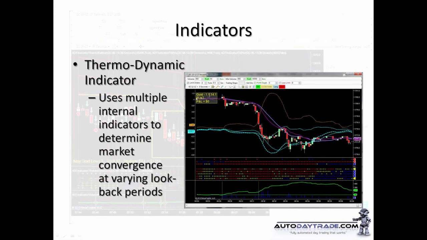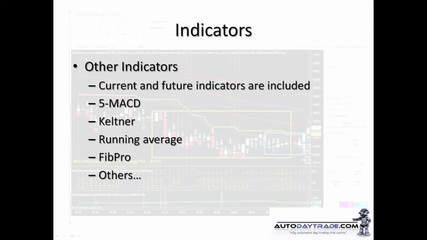Okay, this is our thermodynamic indicator. We call it that because it looks like a natural gas flame building and cycling between hot and cold, which are actually the long and short predictors. It's that section in the second panel with the red, yellow, and blue crosses and dots. It has multiple internal indicators to determine market convergence at varying look-back periods. You must acquire the developer's version to learn more about this indicator, however. The developer's version includes quite a few other indicators that we use or have used in our robots. In addition, you'll receive any indicators we develop in the next year.